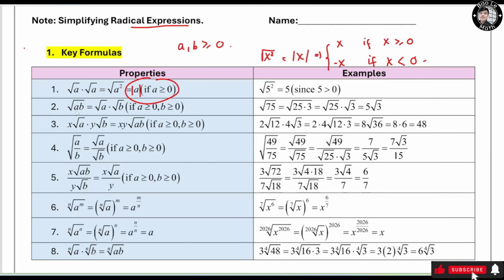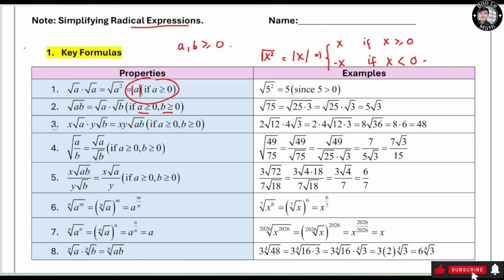Formula number 2: root a times b equals root a times root b, if a and b are non-negative numbers. Suppose we have the square root of 75, we need to simplify this one. It's going to be the square root of 25 times 3, and the square root of 25 times the square root of 3. 25 is a perfect square, so it could be 5 root 3.